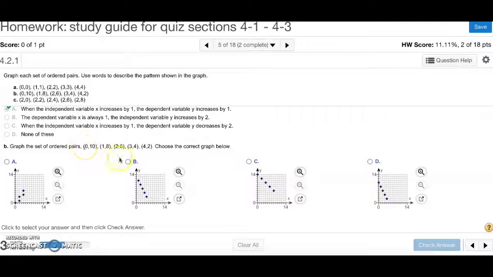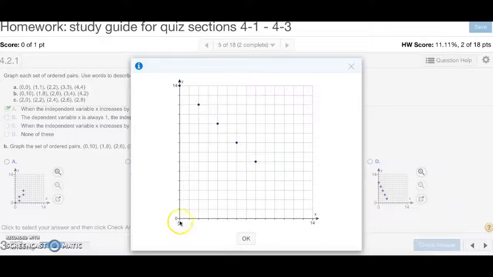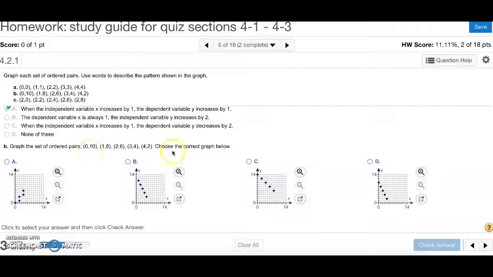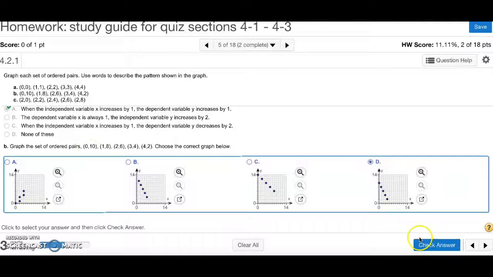For B, look at these coordinates. We have 0, 10, 1, 8, 2, 6, 3, 4, and 4 and 2. So it is decreasing, so it's not going to be A. We have a point where x is 0, or on the y-axis. B does not have 1 there, so it's not going to be B, so it has to be either C or D. Now C has a point on 0, 14, whereas this has a point of 0, 10, so it has to be D.